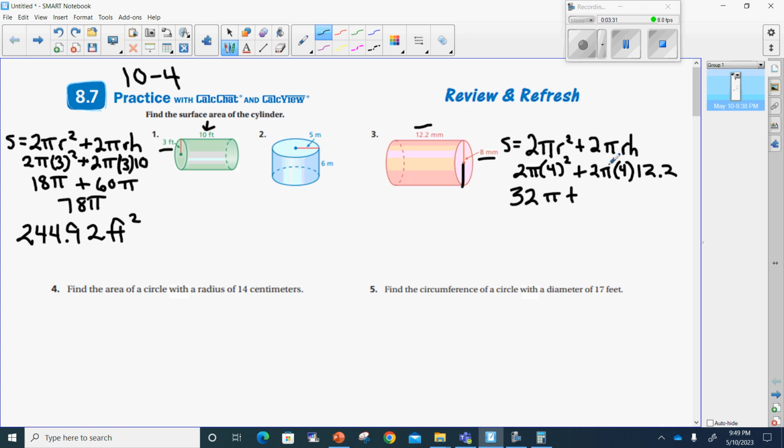Now let's see, we've got 2 times 4 is 8, and now I got 8 times 12.2. I'll do that up here. 12.2 times 8. That's going to be 16, carry the 1. That's going to be 16 plus 1, that's 17. And this would be 8 plus 1, which is 9. And we're going to move that decimal right there. So we're looking at 97.6.